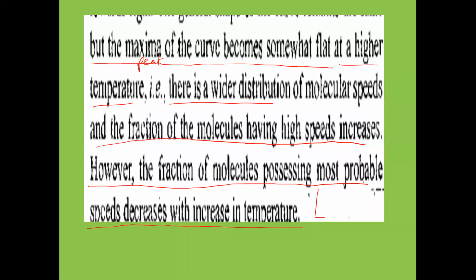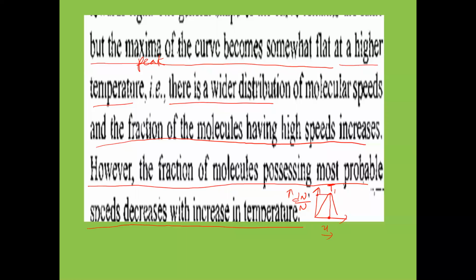Suppose we have taken one curve like this. Here, fraction of molecules versus molecular speeds. At low temperature, we got a curve like this. It is at T1 temperature. This T1 temperature is low temperature. Now, narrow distribution is there. At this T1 temperature, the most probable velocity is possessed by these many molecules.